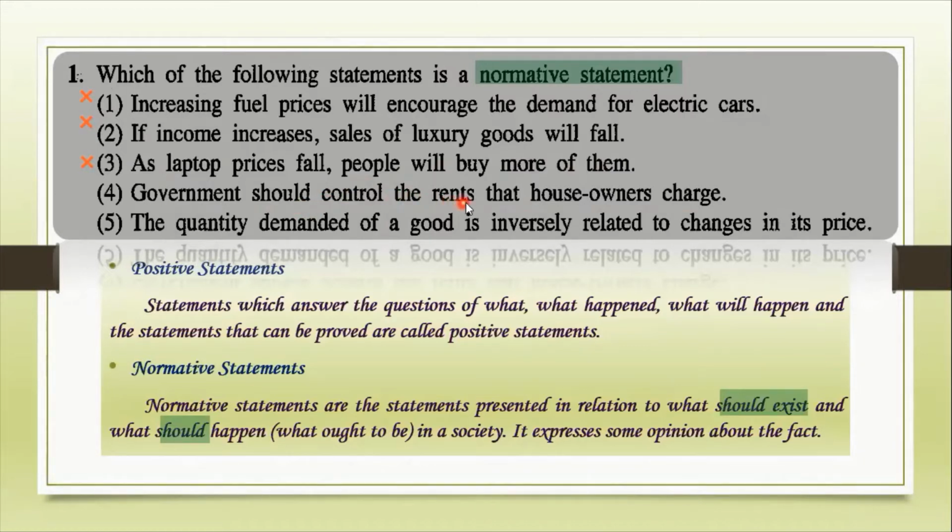Government should control the rents that house owners charge. Now here, some opinion is given. Should control. Some value judgment is given and it expresses some opinion about the fact. And this one is a normative statement. This one is correct.